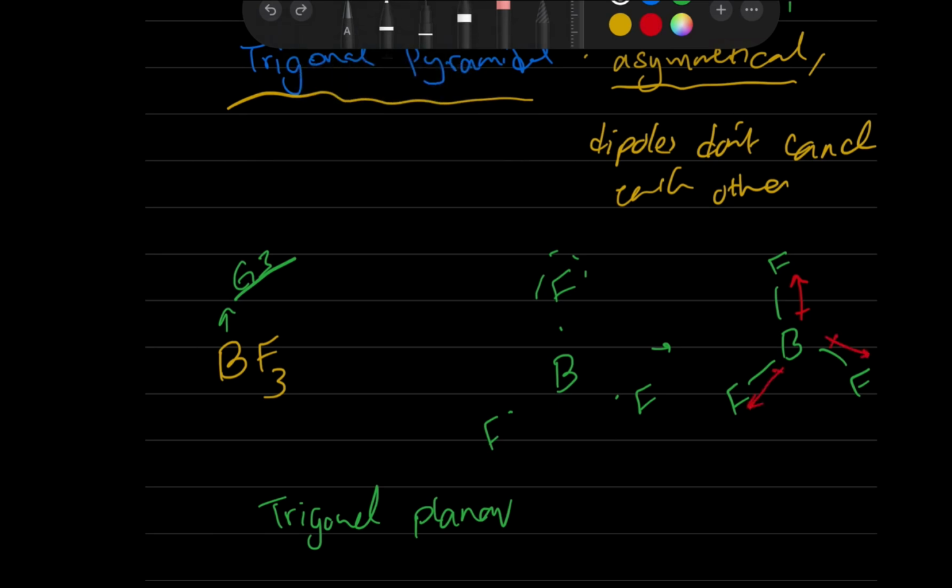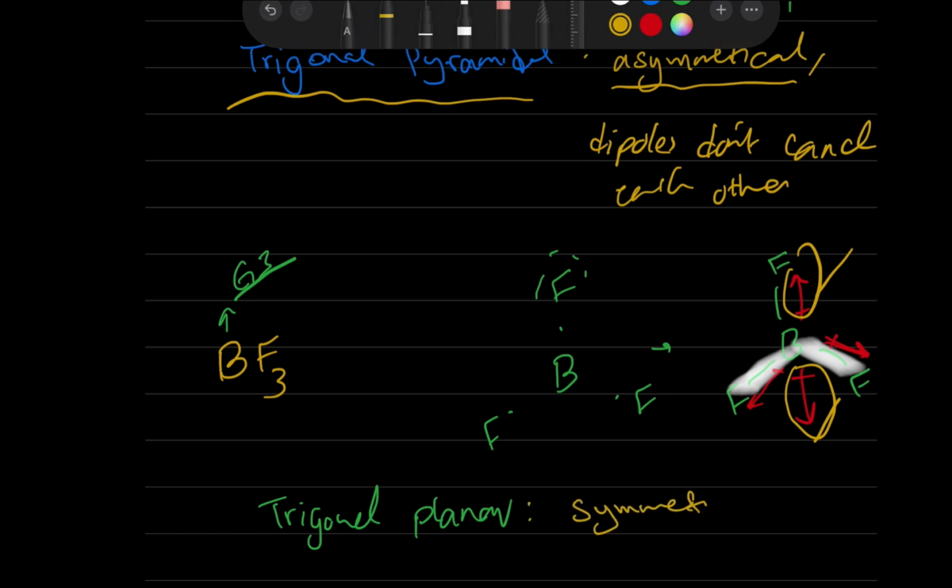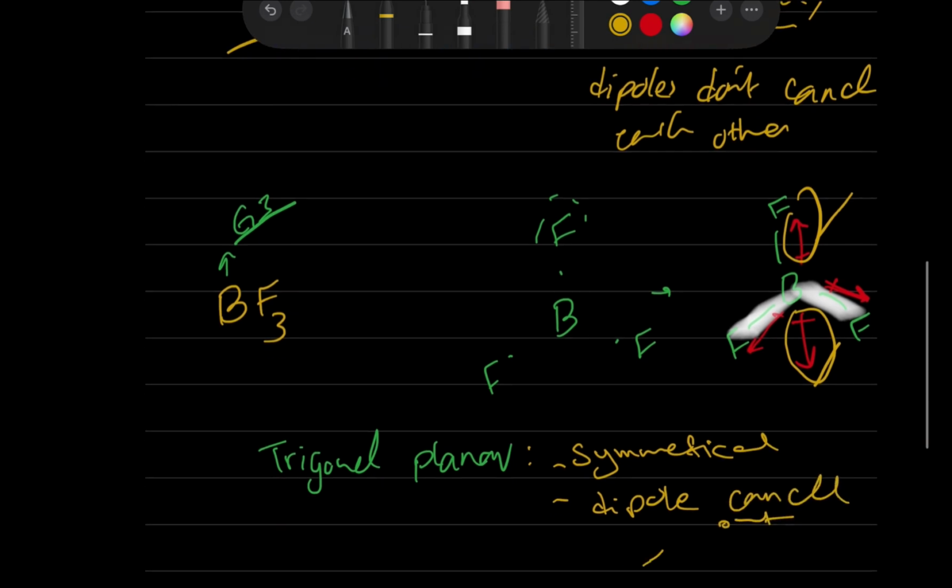Those two arrows have a dipole towards the opposite direction of this one. The net resultant of those two is going to be like this. Since those are of the same magnitude and opposite to each other, they cancel out each other. And at that point, we can say that the trigonal planar is symmetrical. And since it's symmetrical, the dipoles cancel out each other. I'm sorry for my handwriting.